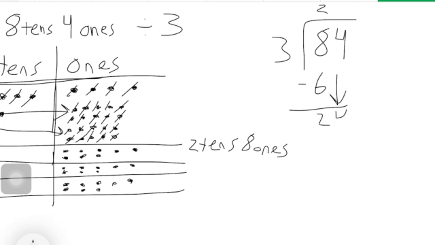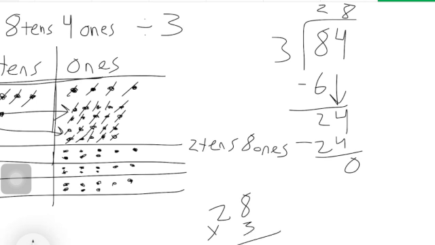3 times 2 is 6. 8 minus 6 is 2. Drop the 4 down here. 3 goes into 24 8 times, or 8 ones, or 2 tens and 8 ones. 8 times 3 is 24. 0. Our quotient is 28. And as always, check your work. 28 times 3. 3 times 8 is 24. 3 times 2 is 6. Plus 2 is 8. Bam!